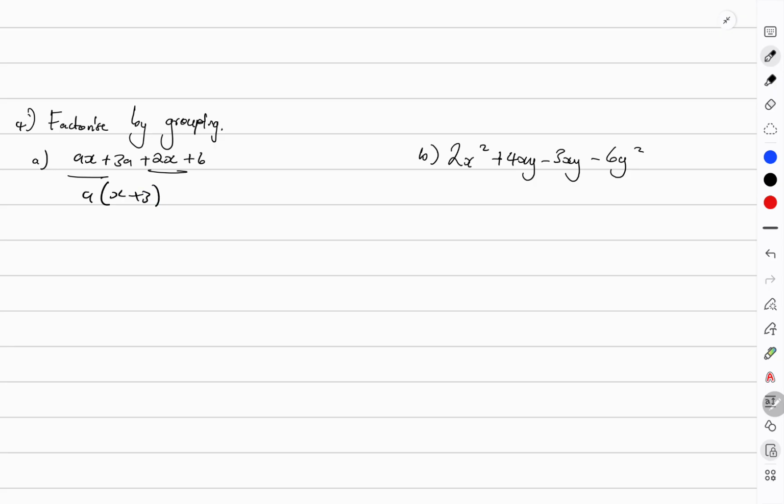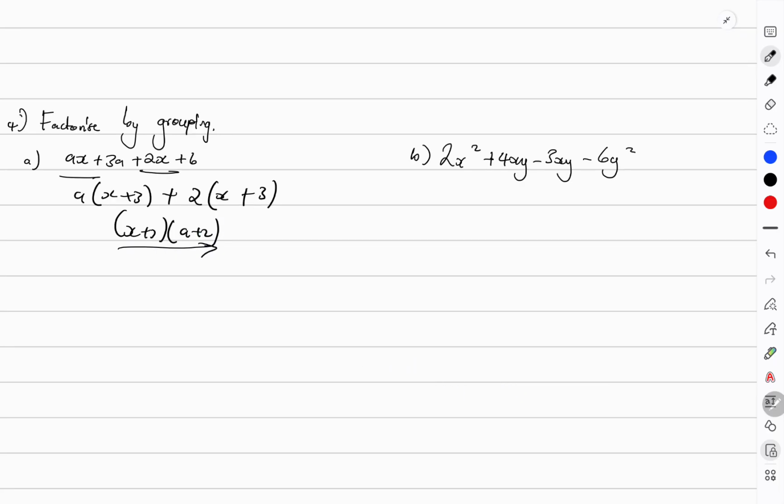Let us look at the last two terms. Is there something that is common? Yes, it is a 2. What should I multiply by 2 such that I have 2x? It is going to become x. What should I multiply by 2 such that I have a 6? It is going to become a 3. There's a common factor, which is x plus 3. Take out that common factor, x plus 3, and I'm going to be left with a plus 2. That becomes my answer. Focus on the first two, focus on the last two.